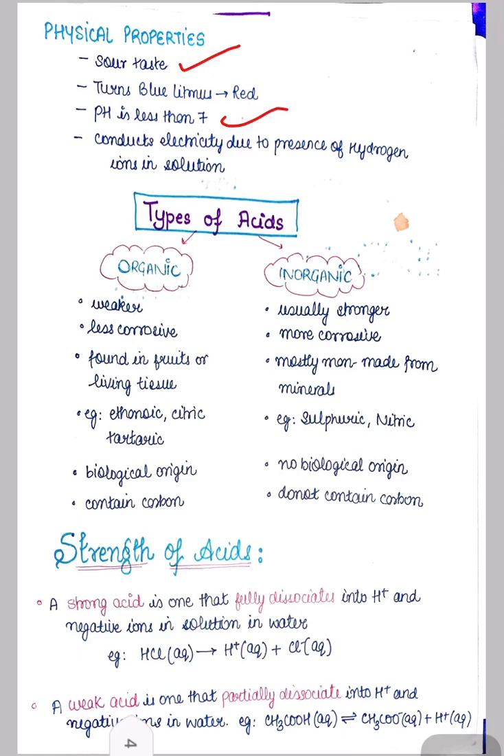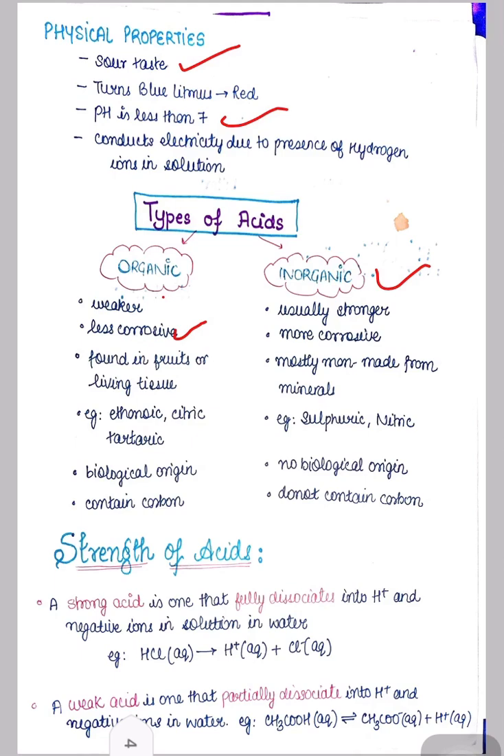Now moving further, types of acids. Acids are categorized under two categories: organic acids and inorganic acids, which are also called mineral acids. Organic acids are usually weaker and inorganic are usually stronger acids. Being weaker, they are less corrosive, but inorganic ones are more corrosive.